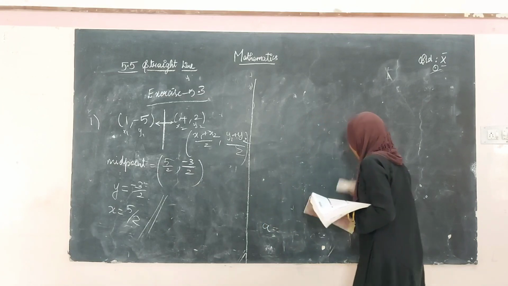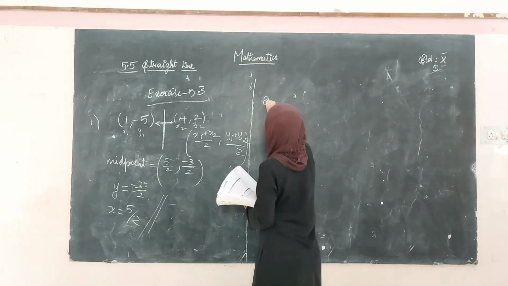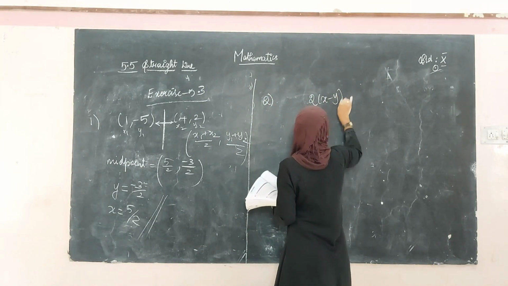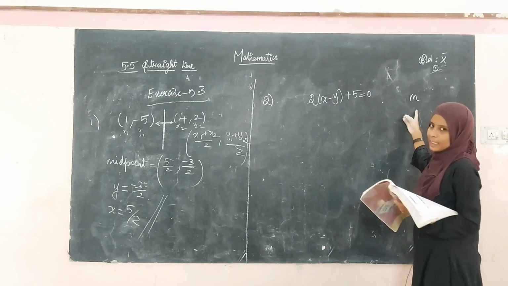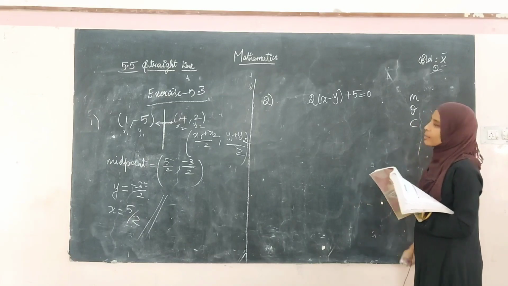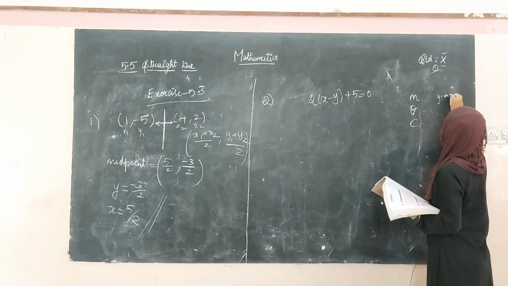Very easy, right? They have given the question. The equation is 2 into x minus y plus 5 is equal to 0. Now you have to find the slope, that is m, inclination theta and then c. Okay, so we know the formula y equal to mx plus c.